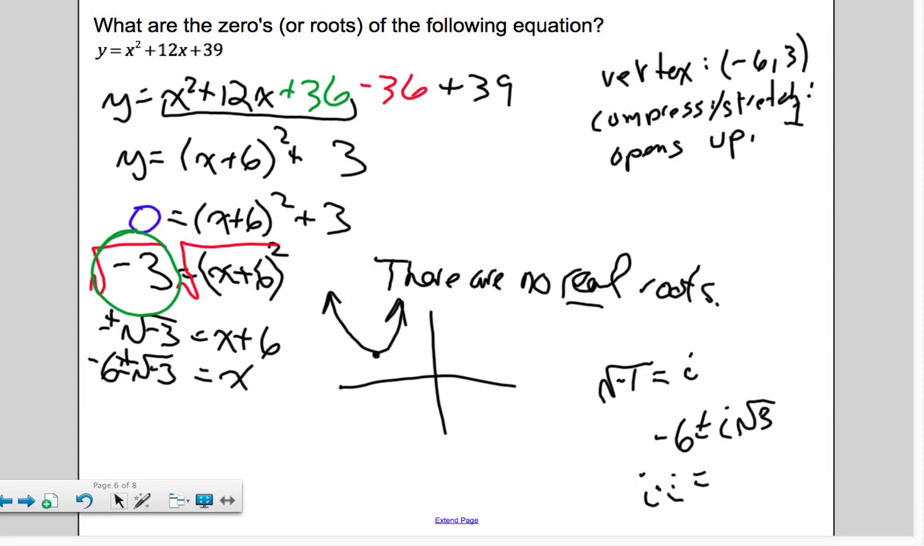What's i times i? I squared. So it's negative 1. So what is the square root of negative 1 squared? It's 1, negative 1. Wow. So once you get to the point where you get i squared, you get negative 1.